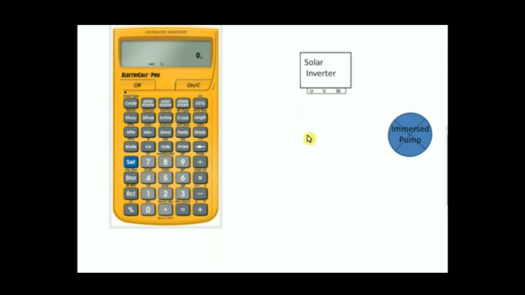Here is the first example. We have a solar inverter and the device that gonna consume the energy, which could be an immersed pump, for example. So we have to choose carefully the wire sizing so that the electrical wire does not heat up.